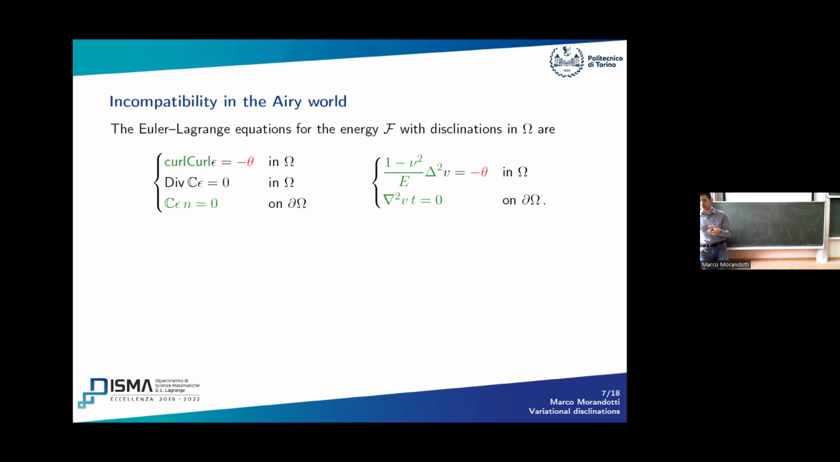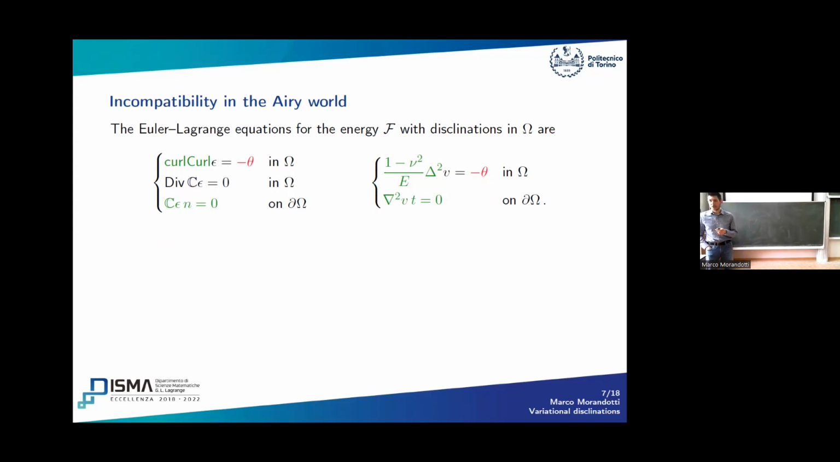It's a simple computation: if V is the Airy potential of the sigma that we had before, then curl epsilon equals 0 translates into, up to a constant, the bilaplacian of V being equal to 0. In any way, the curl operator translates into the bilaplacian. So sound materials and compatible elasticity correspond to Airy potentials that are biharmonic. If they're not biharmonic, we have this forcing term here, which is given in terms of the measure theta. And the traction-free boundary condition translates into this one.